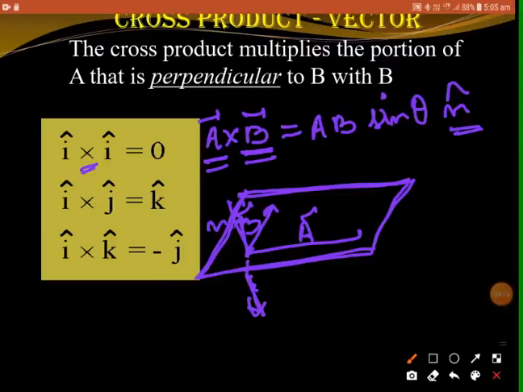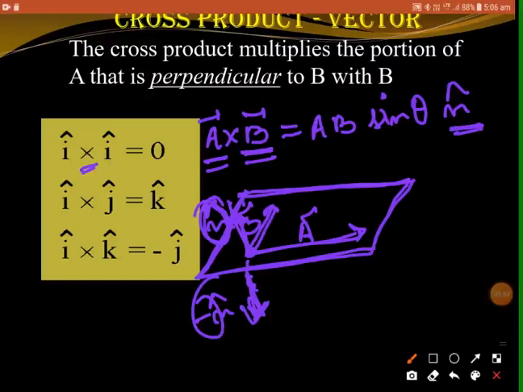If this is taken as n cap, that means a unit vector perpendicular to the plane and outward, then the downward will be the opposite of this n cap, so we may write it as minus n cap like this. So how do we know whether this n cap is upward or downward? There are two directions, even though both are perpendicular to the plane containing a and b. Got it? So this will be given.